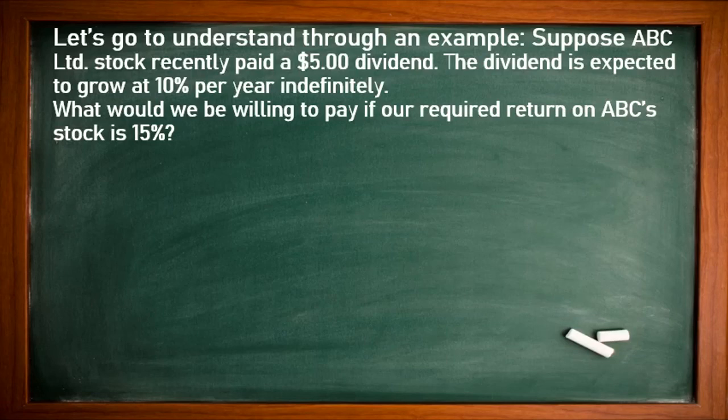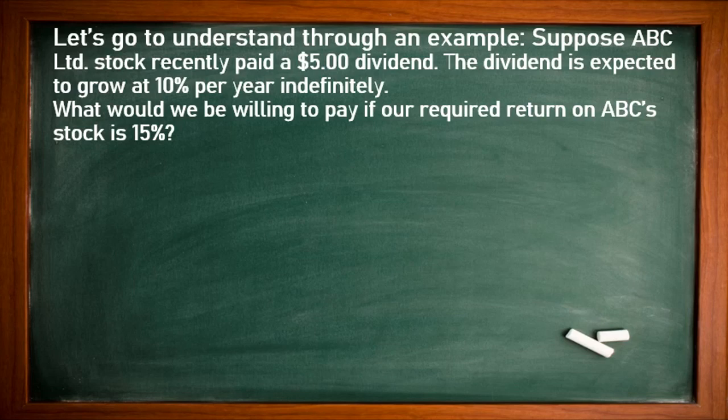So let's understand through an example. Suppose ABC Limited stock recently paid $5 as a dividend. The dividend is expected to grow at 10% per year indefinitely, meaning for unlimited time. Every year it will grow by 10%. What would you be willing to pay if our required rate of return on ABC's stock is 15%? So at what price are you ready to buy this stock? In the previous example you were ready to buy at approximately 109. Now what would it be?